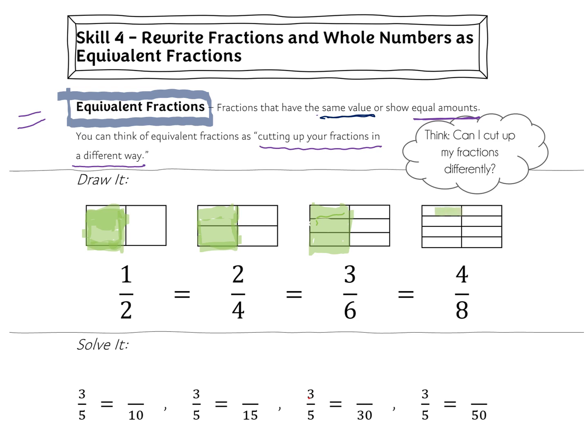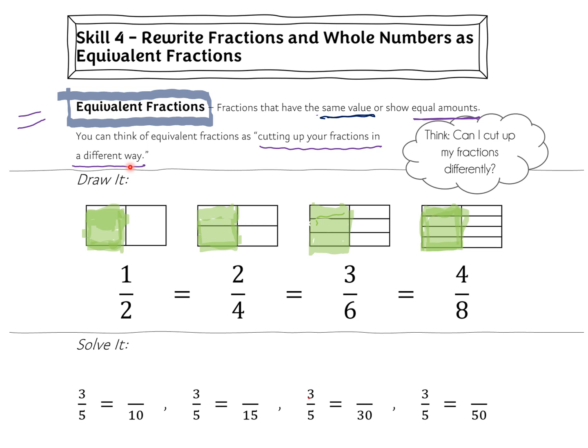And I can do the same thing over here with 4/8. It is the same value. I didn't make more or less stuff. All I did was cut this one into 4 smaller pieces, 3 pieces, 2 pieces, or 1 piece. But overall, if I was thinking of this like food, like a pan of Rice Krispie treats, you would get the same amount for all 4 fractions. They're just cut up into different sized pieces.